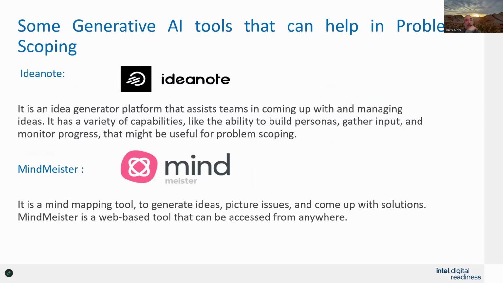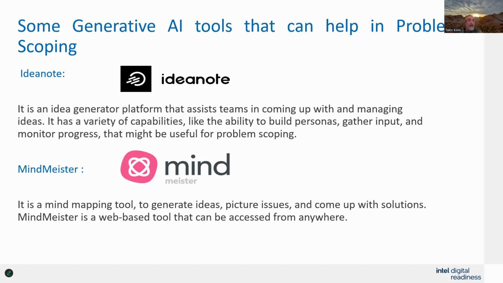They give some examples here of Gen AI tools that can help in problem scoping. I think this is interesting. These are a couple of tools I had never heard of before I did my training. One's called Idea Note, right? And it's an idea generator platform. I don't know if you guys have ever been in a workplace or maybe even a private group, maybe you volunteer for your church and you're trying to come up with great ideas to raise money, and people throw ideas out there.